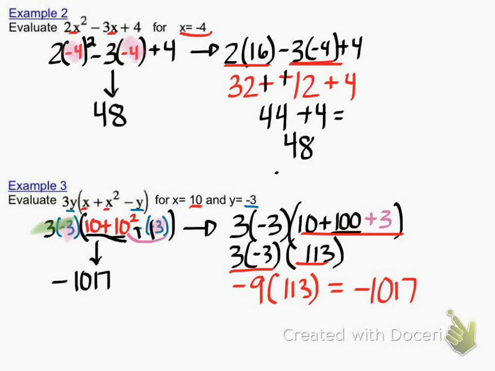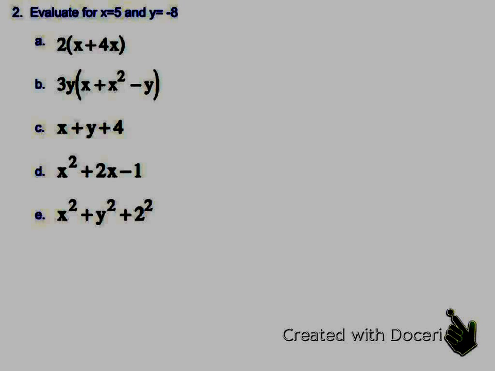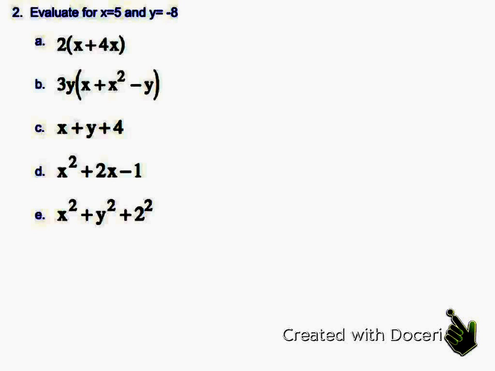Now your job is to complete the problems that you see on the next slide. You're evaluating all of these expressions for x is negative 2 and y is 3. So some of them have just x, some of them have x and y. So make sure you plug in the right number for x or y for each of the expressions. The next problem as well, same idea. Now x is 5 and y is negative 8. So show your work. Show what you're plugging into your calculator or show the work that you're solving if you're doing it all by hand.